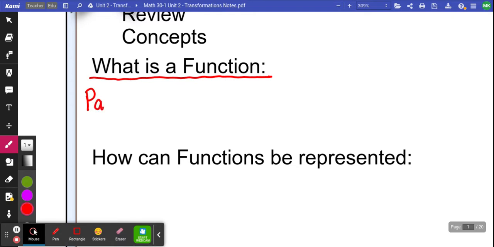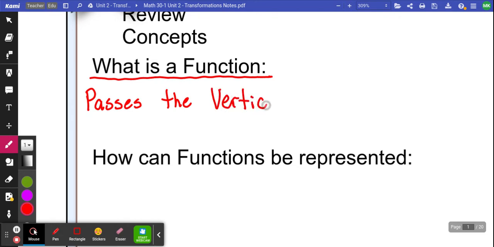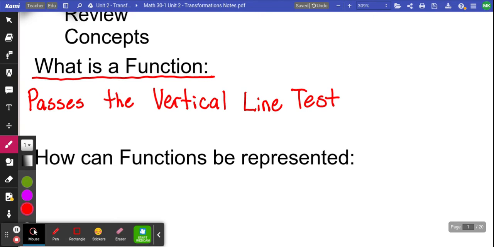Passes the vertical line test. I'm not sure if that's how you spell vertical. That sounds right? See, that's why I wouldn't do an English Kahoot, that's for sure. Vertical line test. We're going to call it a VLT. That's what you'll see it as short. VLT.